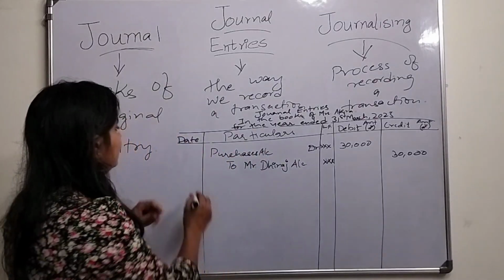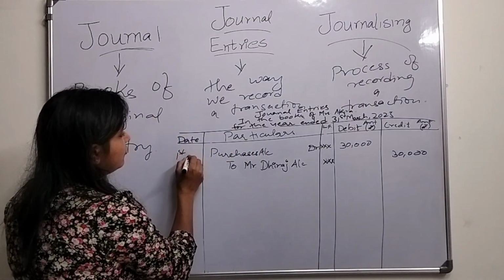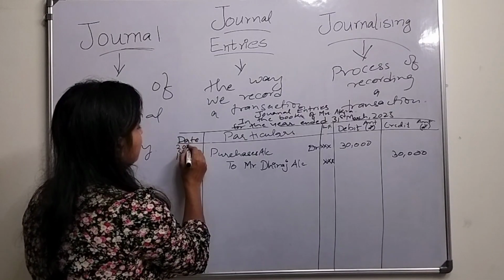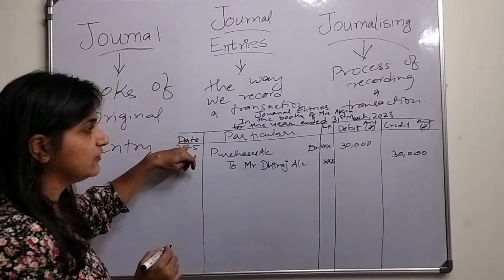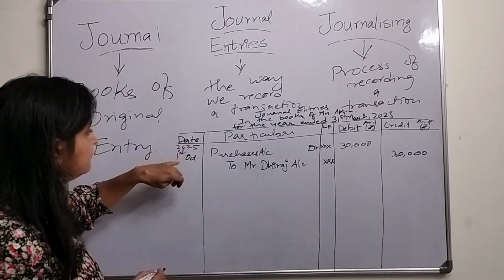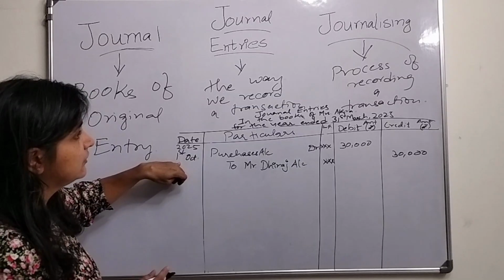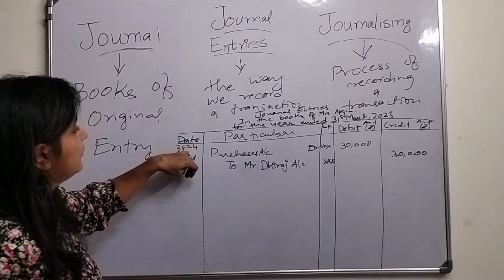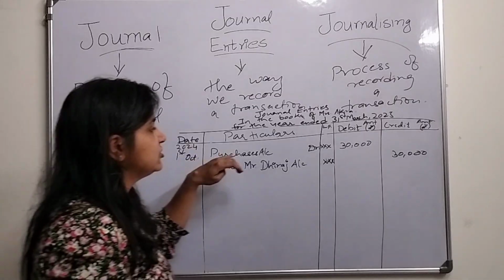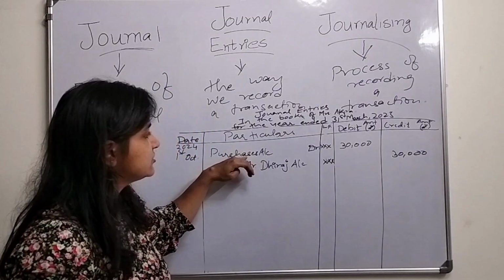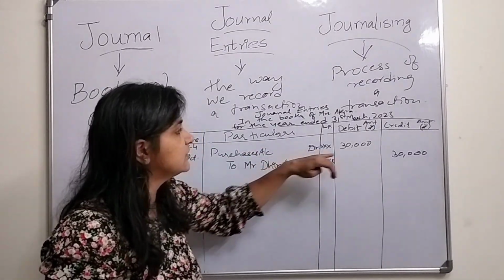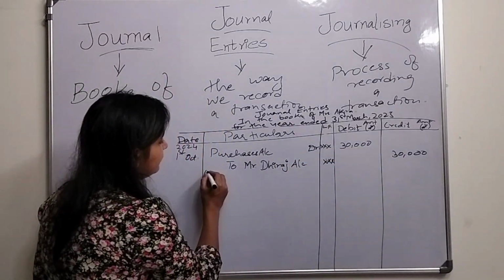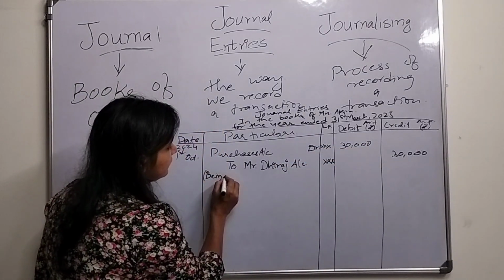Let's say on 1st of October, I purchase goods. 2025 is the date. Sorry, for the year ending 31st March, so 2024. On 1st October 2024, I purchased goods from Mr. Dheeraj. So purchase account debit to Mr. Dheeraj account 30,000. Here we will write the narration.